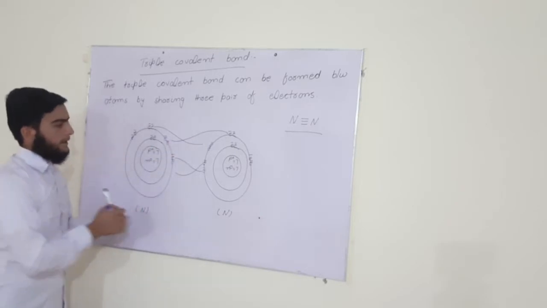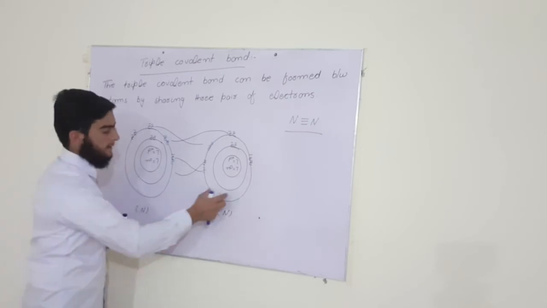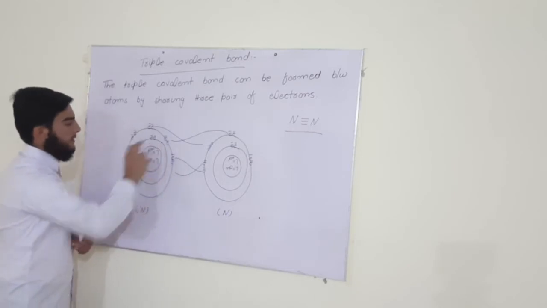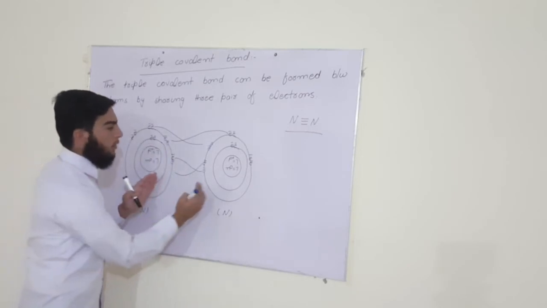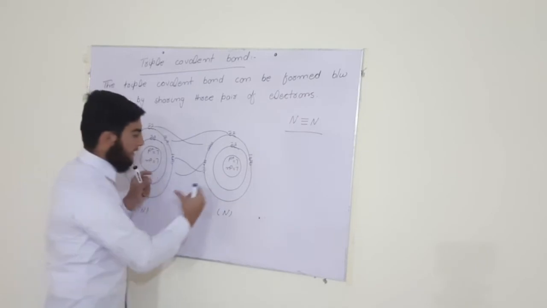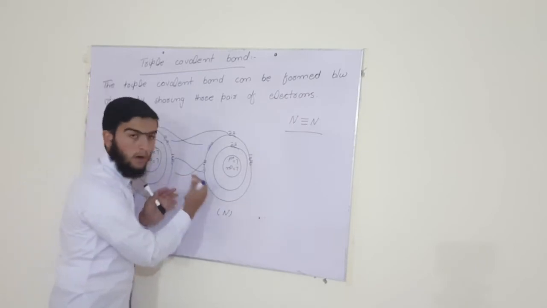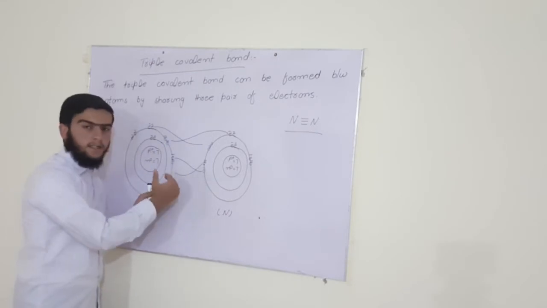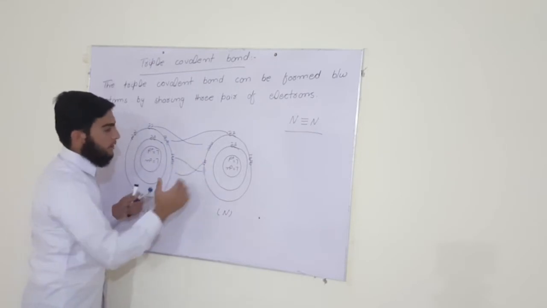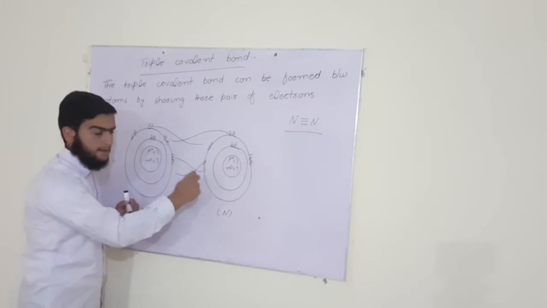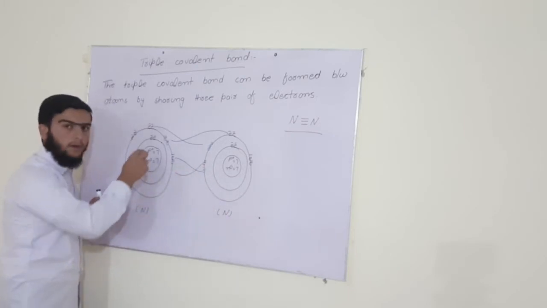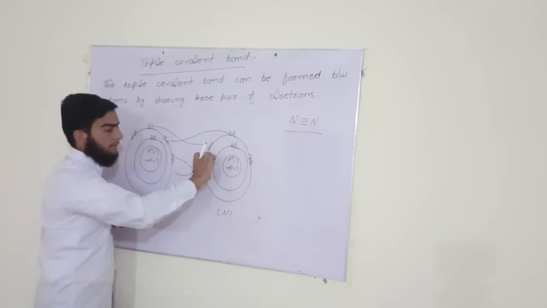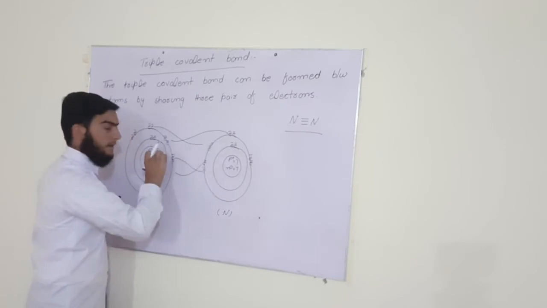And now this nitrogen atom becomes stabilized because its second shell is fulfilled by 8 electrons, and this nitrogen atom also becomes stabilized. And both nitrogen atoms are exerting attractive force on these shared electrons to attract them towards their own cells and to stabilize themselves. And these electrons are not completely of this nitrogen, nor this nitrogen atom.